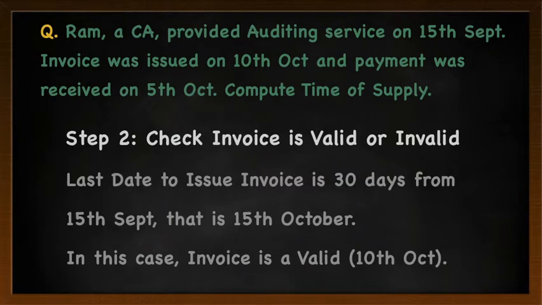When was the invoice actually issued? It was issued on 10th of October. So now you tell me whether the invoice was issued within the prescribed time. Yes, it is a valid invoice because it was issued within the prescribed time. So step 2 is to check whether it is a valid invoice or invalid invoice.